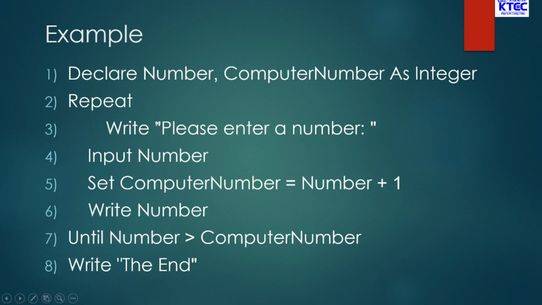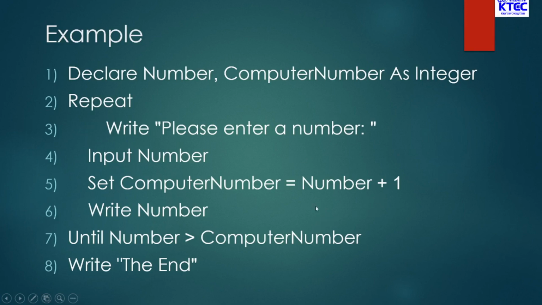So it will give you the opportunity to enter again. Maybe the second iteration you enter 5. The 1 will be added to the 5, it will be stored in this number variable, and then compared. So 5 plus 1 making 6. Is 6 greater than the computer number, which is 10? No.